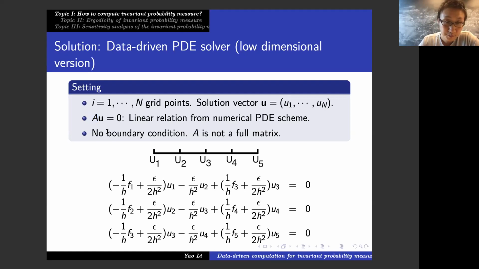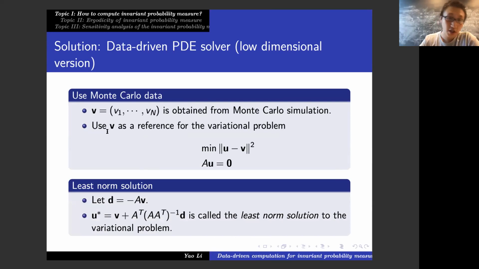but it's not a full matrix because we do not consider the boundary condition. Then let's set up an optimization problem, because I want to use the Monte Carlo data. So let's run a Monte Carlo simulation. It doesn't have to be very accurate. It's okay to keep a very large amount of noise, as long as your noise is unbiased. Just run some Monte Carlo and you have some very noisy solution. I call this the reference solution V.